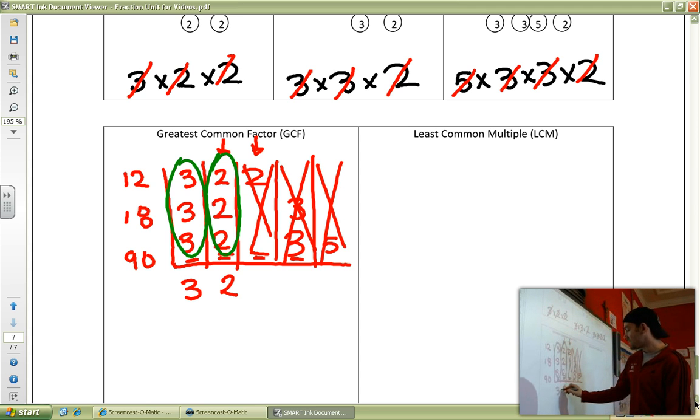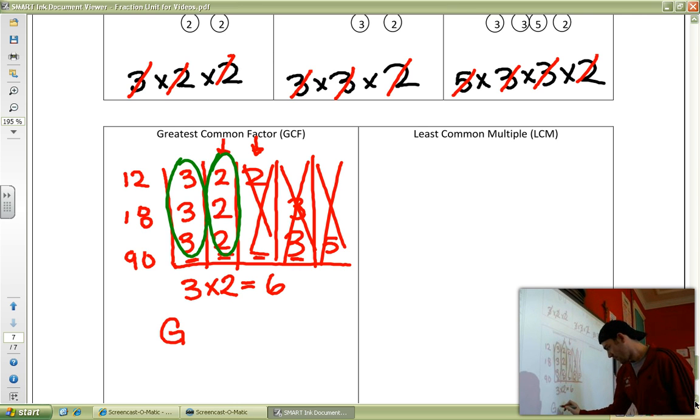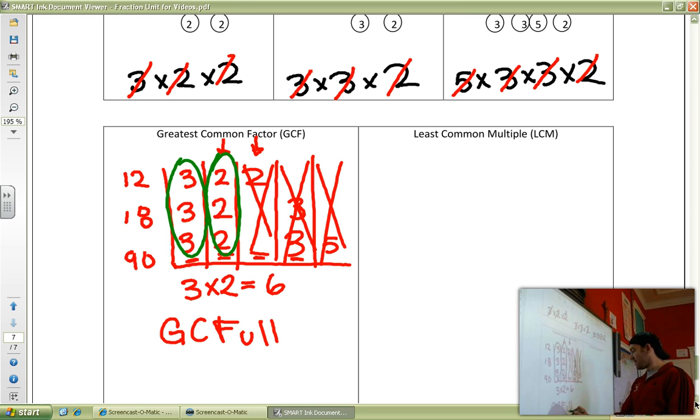Okay, so we do 3 times 2, which is going to give us 6. The greatest common factor of those numbers is 6. All done. That easy. One way to remember to only use the full column, somebody showed me this. Greatest common full. Okay, they added on that little word. Okay, full. The greatest common full. That's going to help you remember those columns.